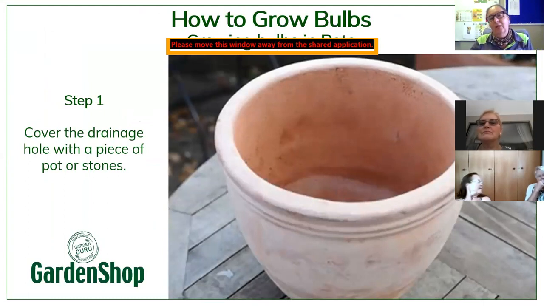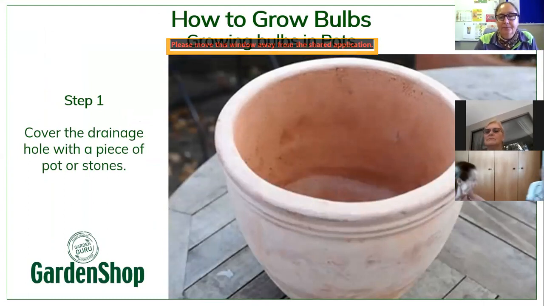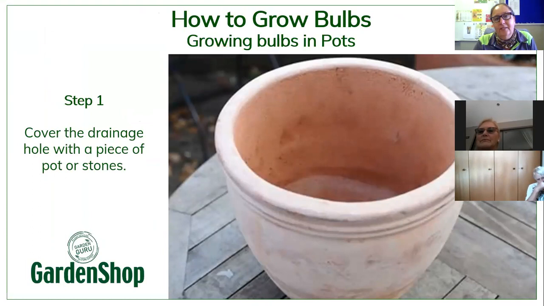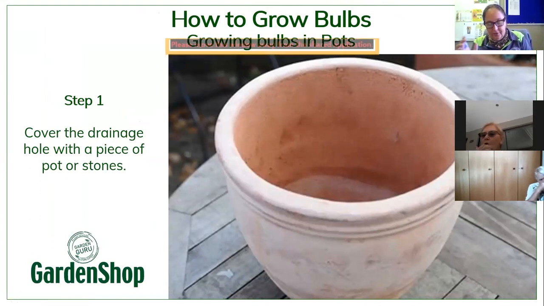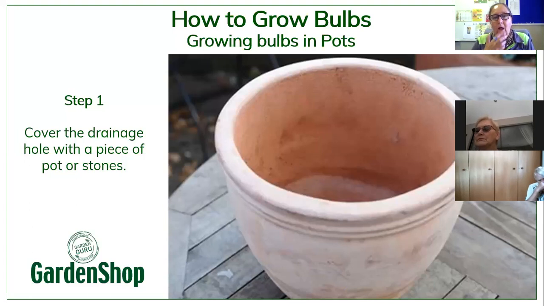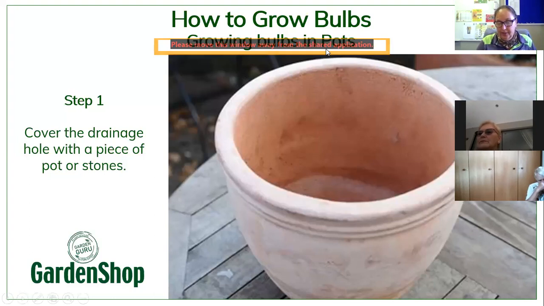Now, first of all, I think you're all quite familiar with this now. If you're planting in pots, you need to cover that drainage hole with either a piece of pot shard or some stones to prevent the drainage hole from getting blocked. So that is your first step. And then you're going to put in a layer of potting soil at the bottom of the pot, up to about 10 centimeters from where you're going to start inserting your bulbs. And then it's very easy.